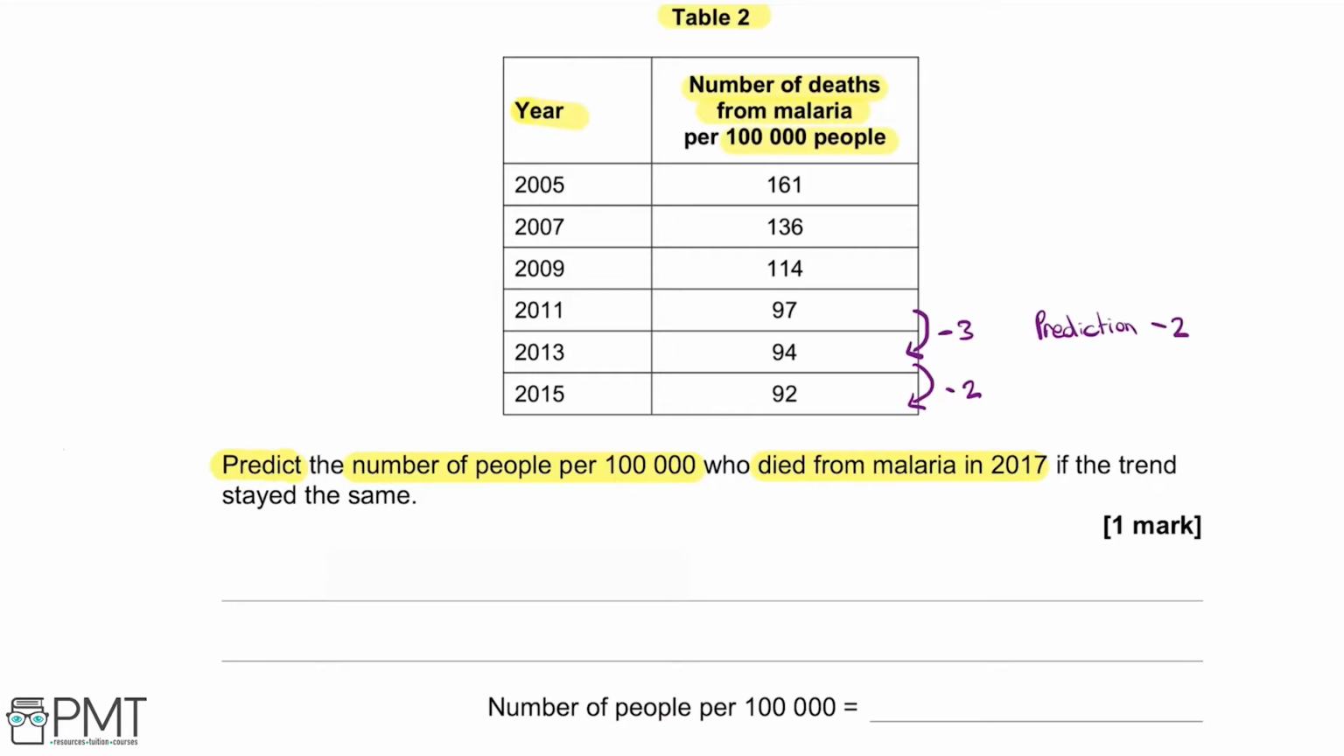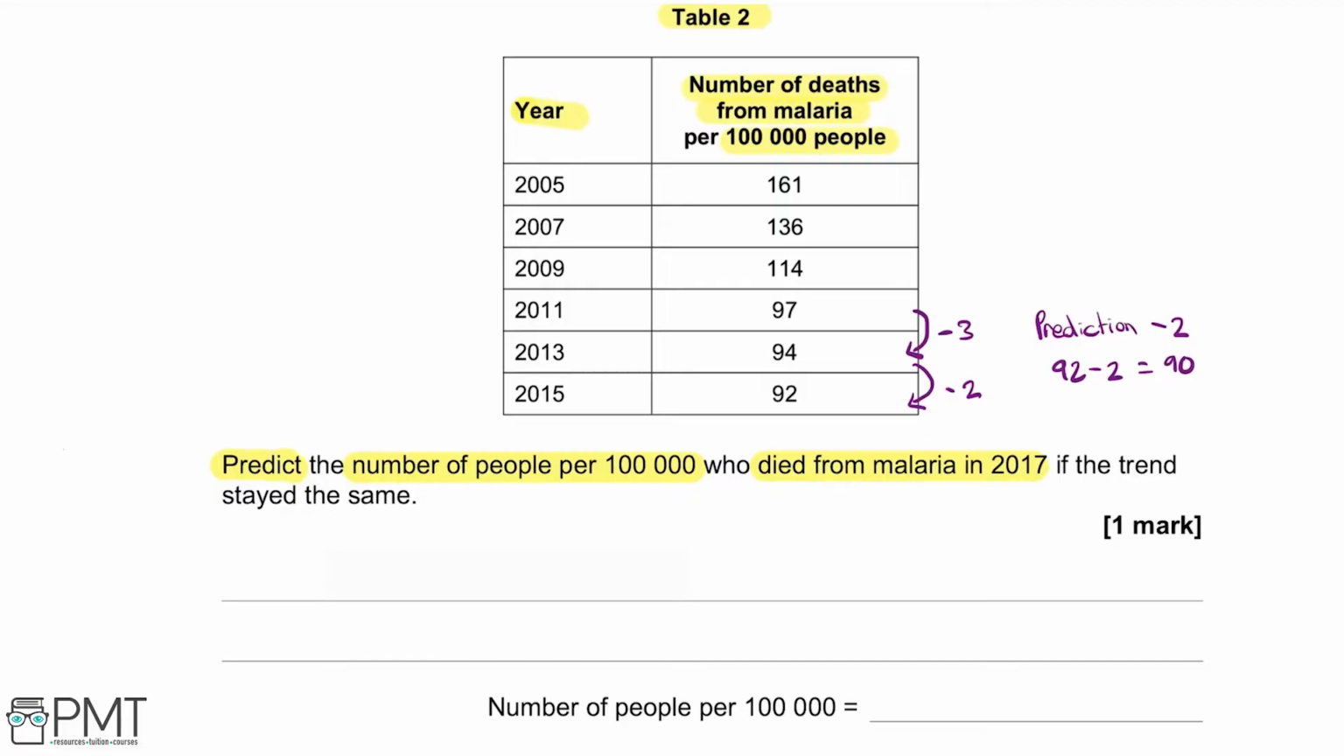So we will take our current value. In 2015, 92 people died from malaria per 100,000, so that's our starting value. We take away 2, as is our prediction for the next couple of years, and that gives us a value of 90. So we might say that in 2017, 90 people per 100,000 will die from malaria. Now remember, this is a prediction that we're making.